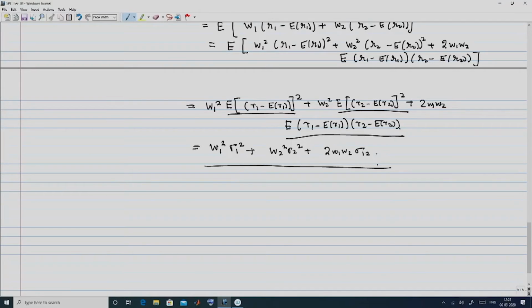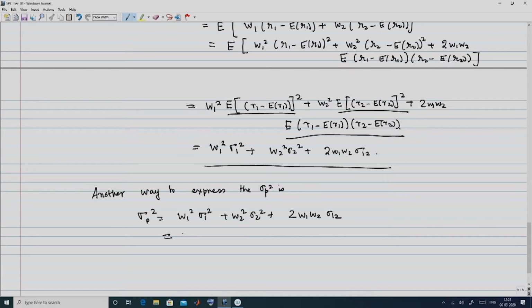Okay, now we give a slightly different representation, and it will be slightly more general in nature, to this expression that we have obtained just now. So, another way to express sigma p square is as follows. So, sigma p square is equal to, so I just rewrite this as W1 square sigma 1 square plus W2 square sigma 2 square plus twice W1 W2 sigma 12.